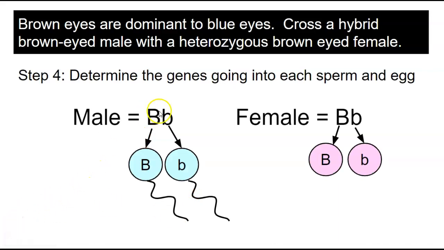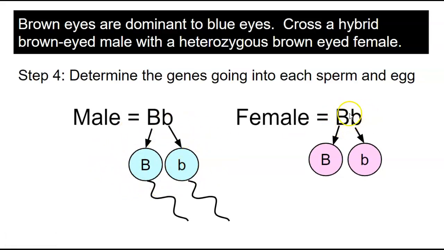All right, step 4, determine the genes that are going to go into each sperm and egg. Now this is important. Remember, when dad passes down his genes to the sperm when he makes the sperm in meiosis, he doesn't give all of his chromosomes. He only gives half. So he's not going to give both of his genes to his sperm. Only one of his genes is going to go into each sperm. So we've got to figure out what the different possibilities are for the gene letters going into the sperm. He could either have a big B going into one sperm or a little b going into a sperm. Those are the two options for sperm.